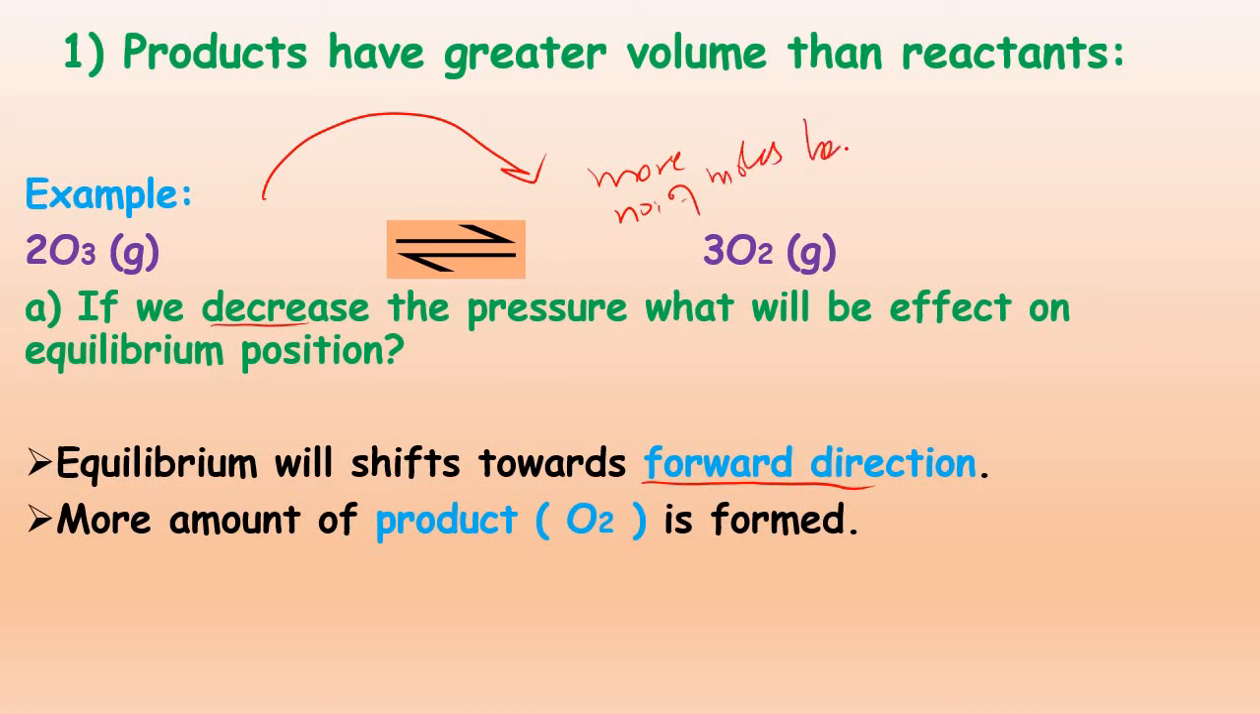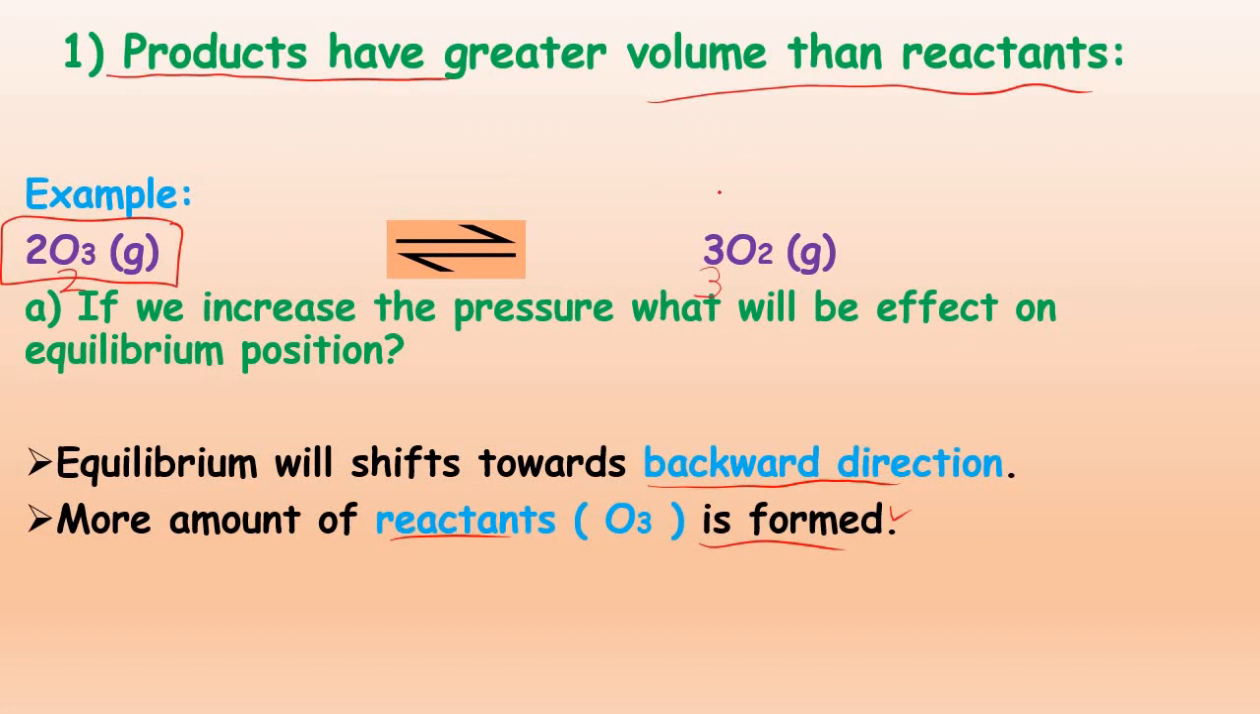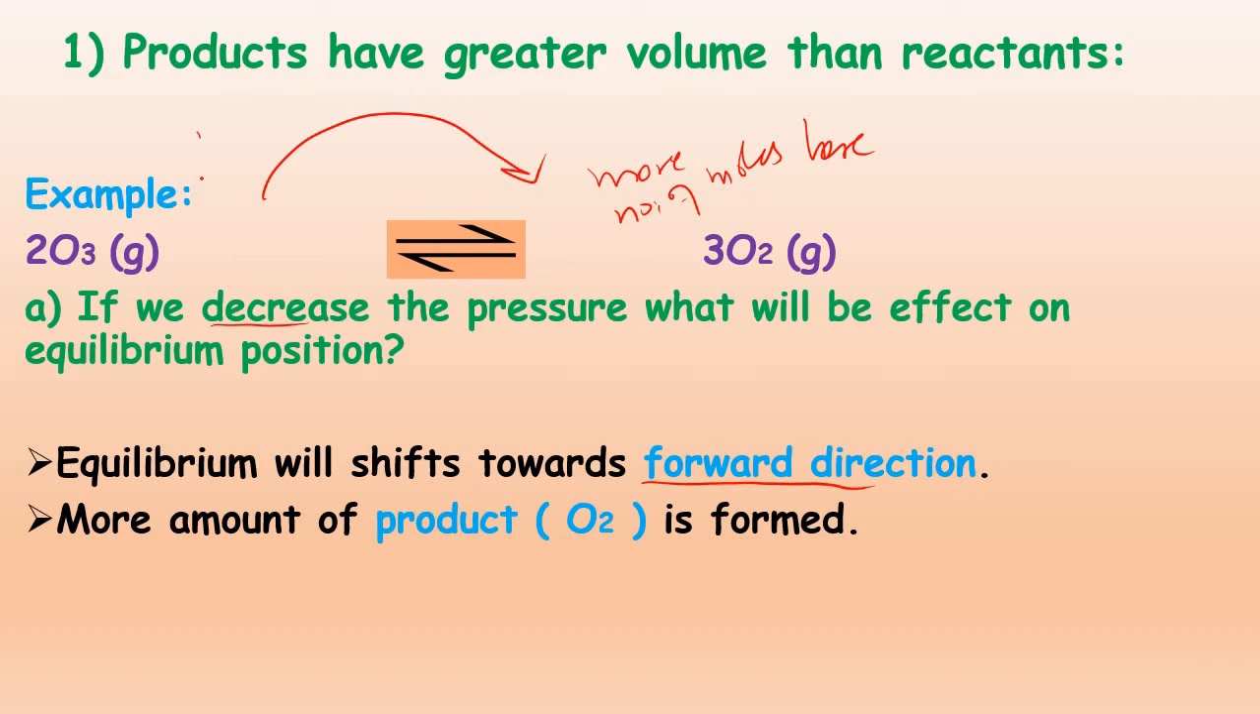moles here, right? And look here, equilibrium is moving in this direction, meaning from the product side to the reactant side, so there will be fewer moles, right? So these are the two main points. Then more amount of product, that is O2, will be produced, right? So this is the one case related to the pressure.